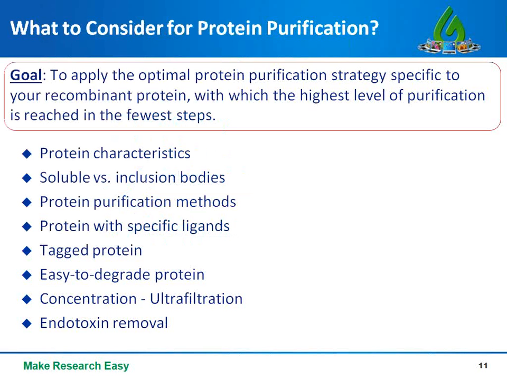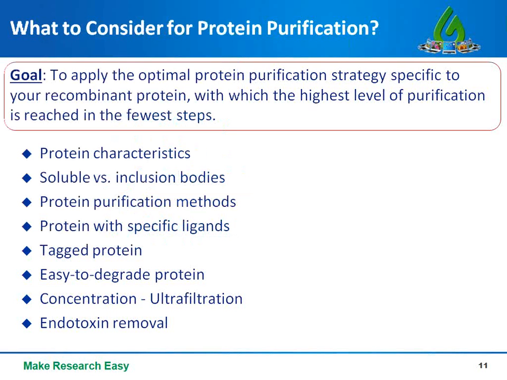Unfortunately, each protein is different, and there is no one-size-fits-all strategy. In order to work out the optimal protein purification strategy for your specific protein, you need to consider the following parameters. First to consider is your protein characteristics, such as sequence, molecular weight, pI, solubility, etc. For bacterial expression, sometimes protein is expressed as inclusion bodies, which requires protein refolding.